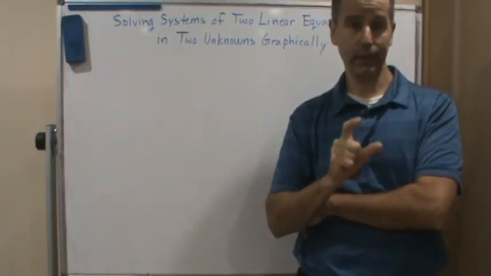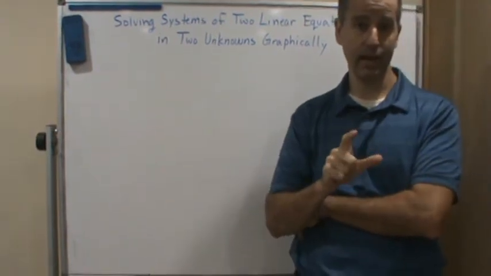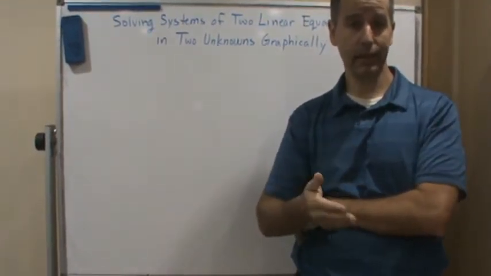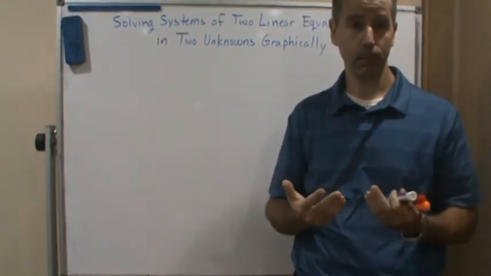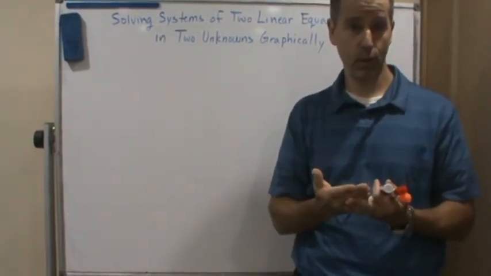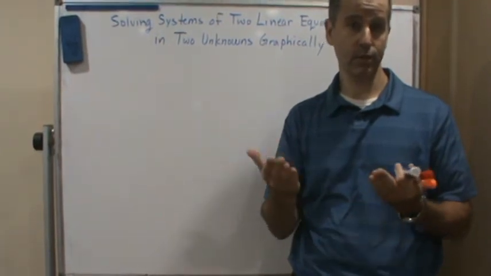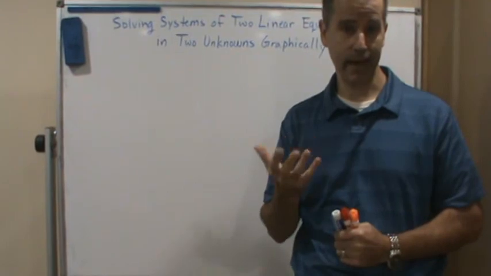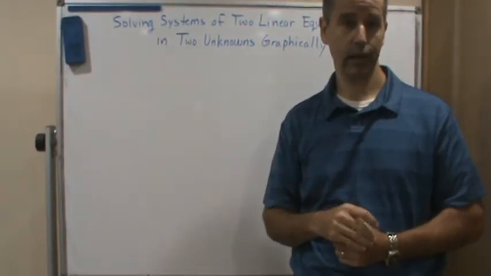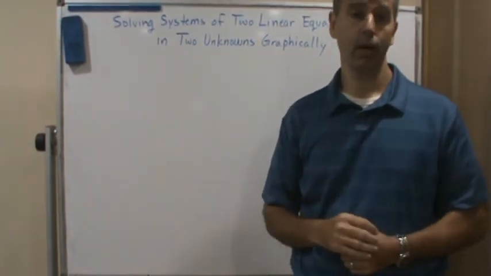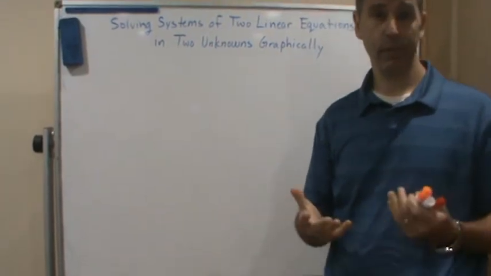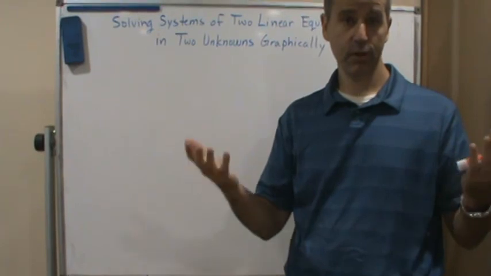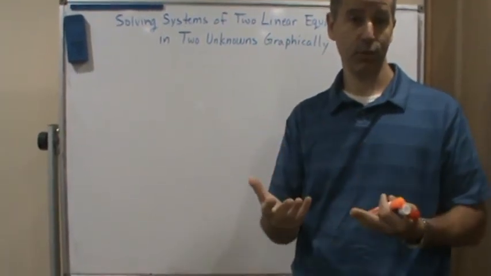Well, the only way to be a point on both of the lines is for the lines to intersect at that point. So graphically speaking, to find the solution to a system of two equations in two unknowns is to find where the two lines intersect and find that point. Okay? And so that's what we're going to do. To solve these, we're going to take two equations, graph both of them, find out where they intersect, and that's going to be our solution.